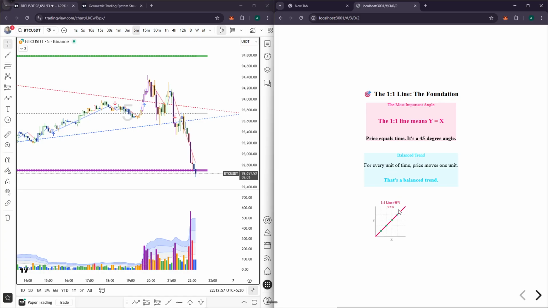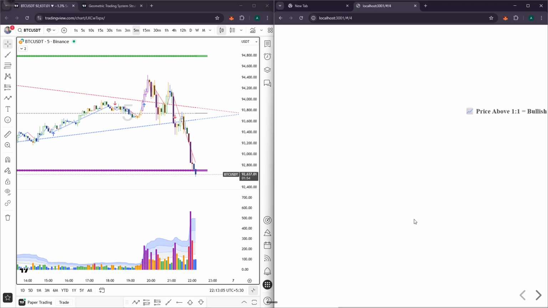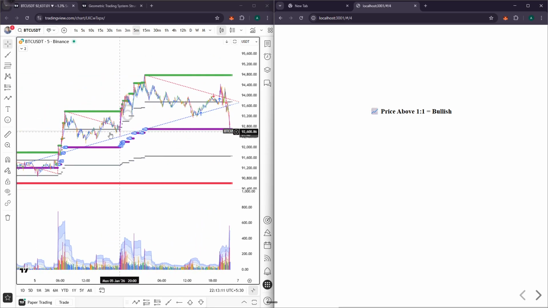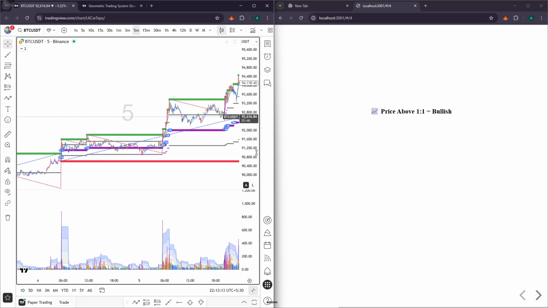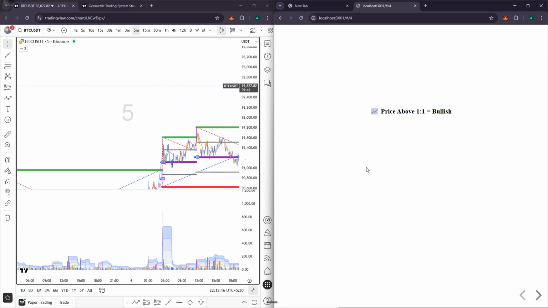Okay, you can see the one by one line. The x-axis is your time, the y-axis is your price, and this is the y equals x line, a 45-degree angle. This is the slope of it. Now, when price is above the one by one line, that means the market is uptrending, bullish.